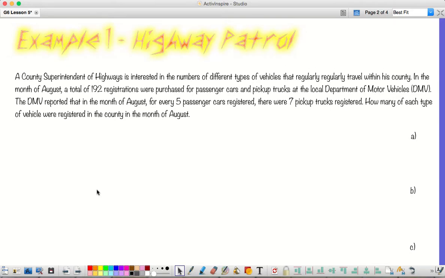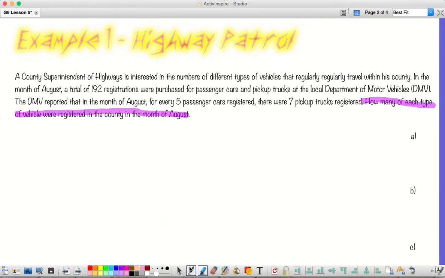A county superintendent of highways is interested in the number of different types of vehicles that regularly travel within his county. In the month of August, a total of 192 registrations were purchased for passenger cars and pickup trucks at the local Department of Motor Vehicles. We call it the DMV. The DMV reported that in the month of August, for every 5 passenger cars registered, there were 7 pickup trucks registered. The question here that we want to answer is how many of each type of vehicle were registered in the county in the month of August.